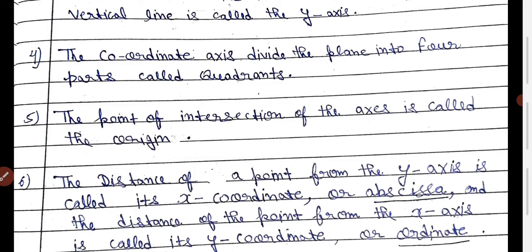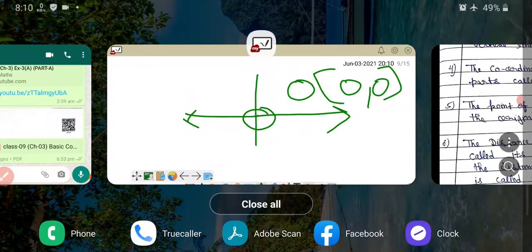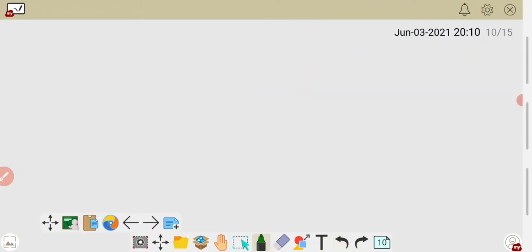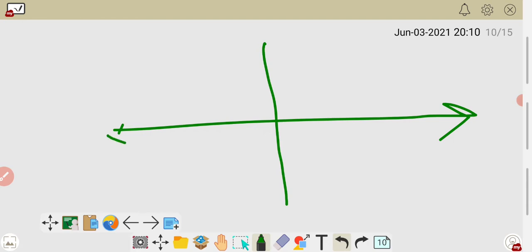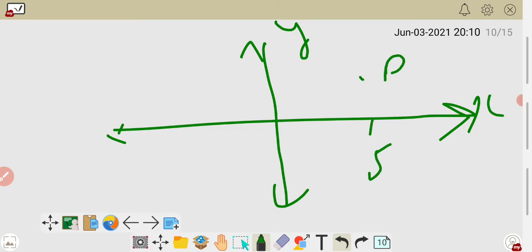Now the distance of the point from the y-axis. Just see here, it is an important concept. Now I am drawing two axes here. It is the x-axis and it is the y-axis. Now suppose you take a point P here, and the value here is 5, for example. Now the distance of the point from the y-axis. The point is P here. From the y-axis you have to measure, just measure like that. What is the distance? Suppose, sorry, for example 5 units.